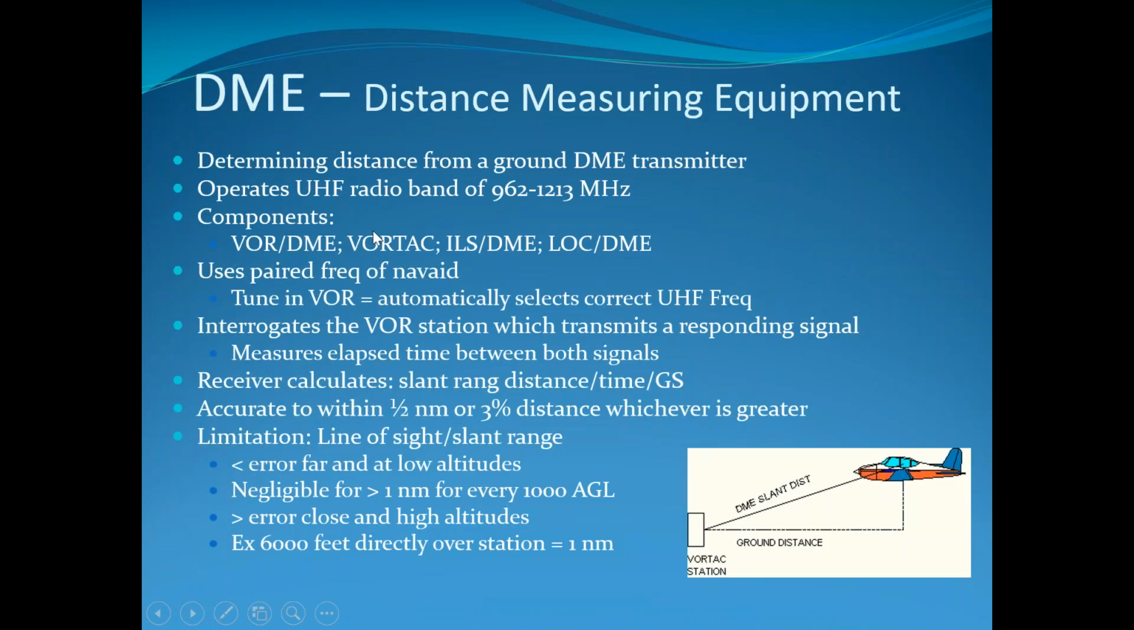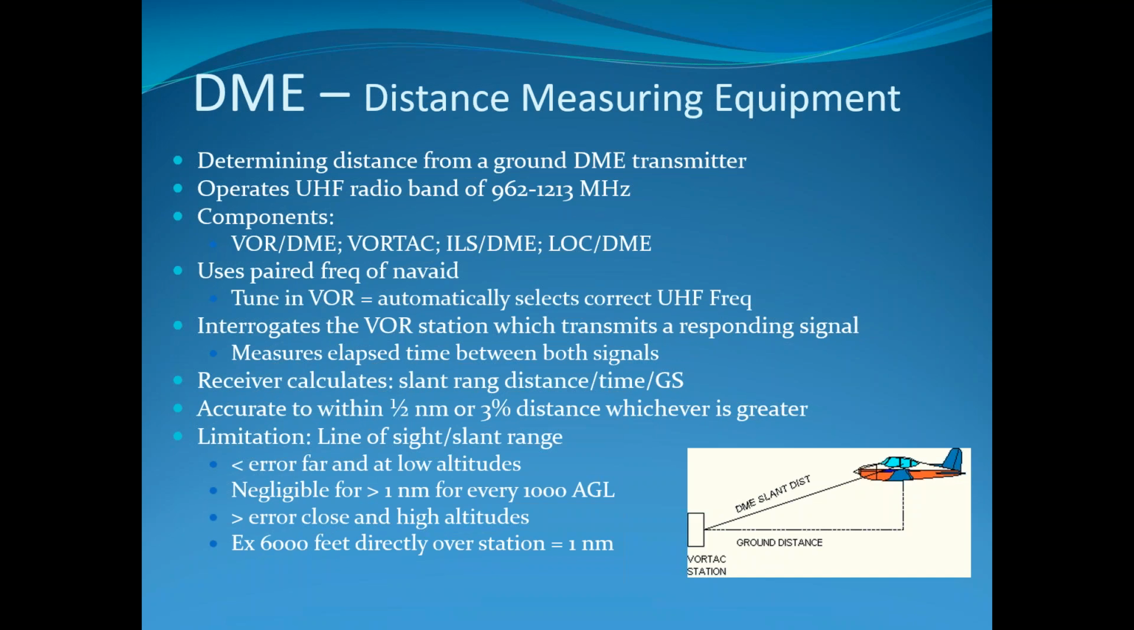So here's DME. Determining distance from a ground DME transmitter. It operates on the ultra-high frequency UHF radio band of 962 to 1213 megahertz. It's found in a VOR DME, a VORTAC. It's found on ILS systems, localizer systems, which we'll look at here later in this PowerPoint. It uses a paired frequency of nav aids. You tune into the VOR and it automatically selects your correct UHF frequency.